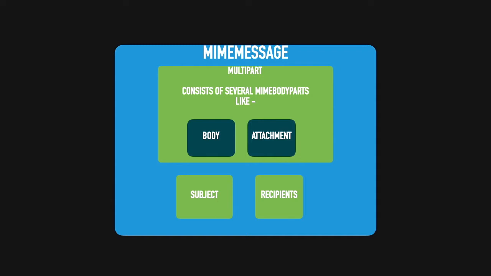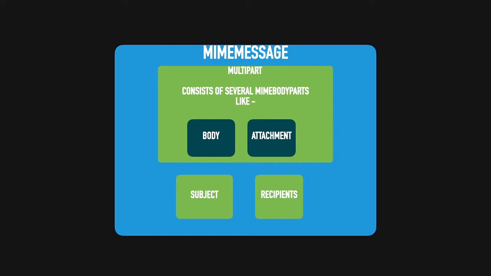So the blue box that you see is a MIME message. A MIME message is basically the final content that you will be sending to the recipients. Then in this blue box, you can see a few small light green boxes. These light green boxes are a few parts that you have to include inside the MIME message. They are the email subject, the recipients of the email, and then the body of the MIME message also.